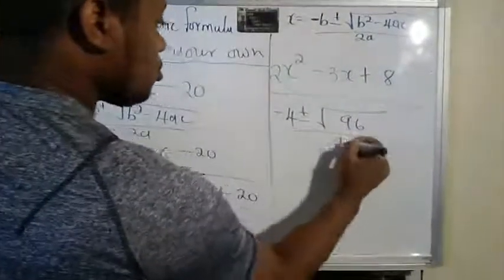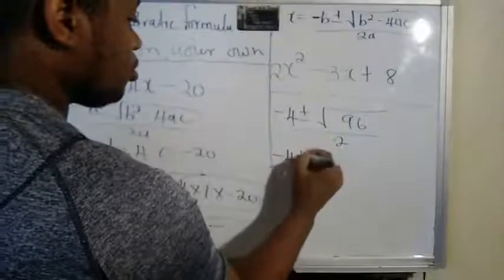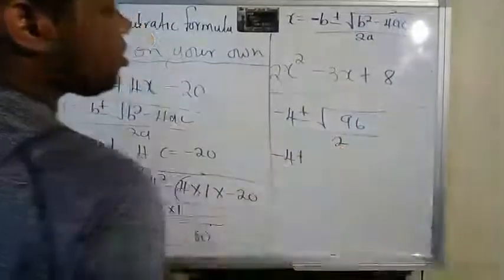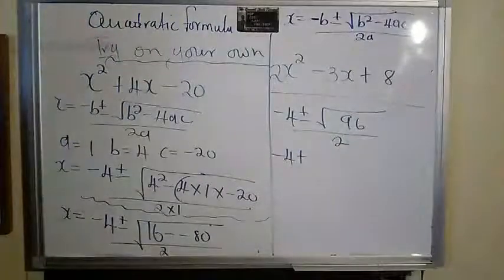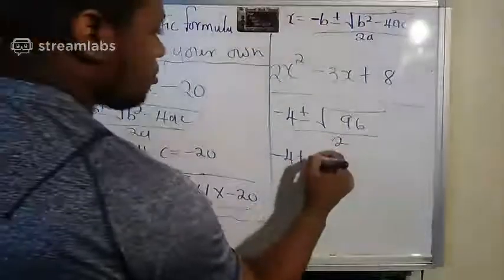divided by 2. As Amelia says, put the plus first. What is the square root of 96? 9 point something, 9.8.